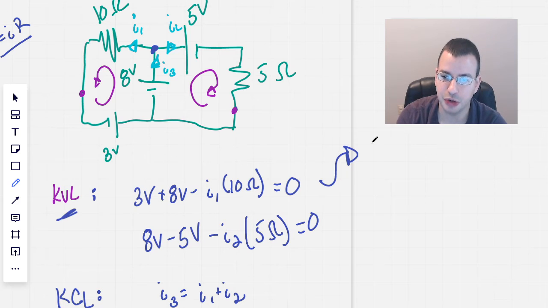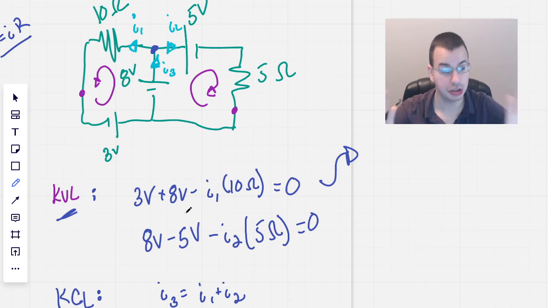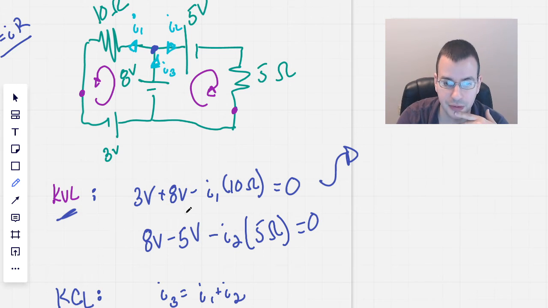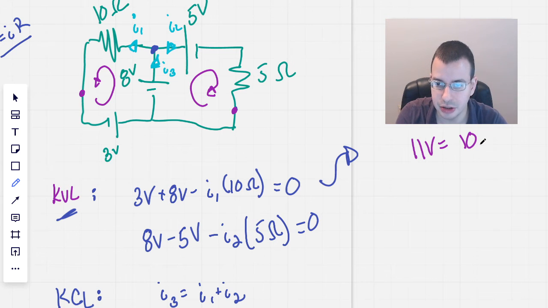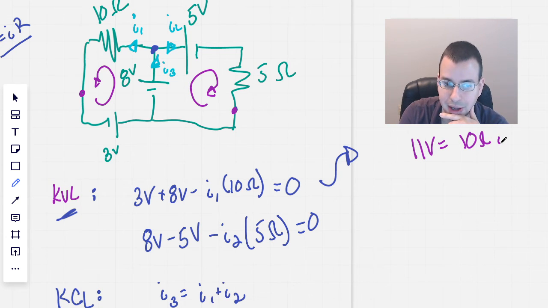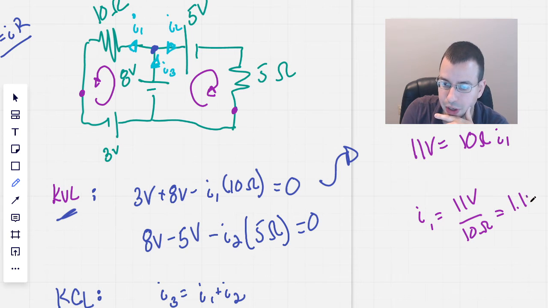So this is when you run into Kirchhoff's voltage law, but these equations are actually relatively simple, and I think we can solve them for the most part independently. Usually you have to do some sort of linear algebra, matrix theory, like row reduced echelon form, which is good to know, but not necessary for this. We have 3 volts and 8 volts, that's 11 volts, and we move this to the other side, equals 10 ohms times I1. So I1 equals 11 volts over 10 ohms, which equals 1.1 amps.